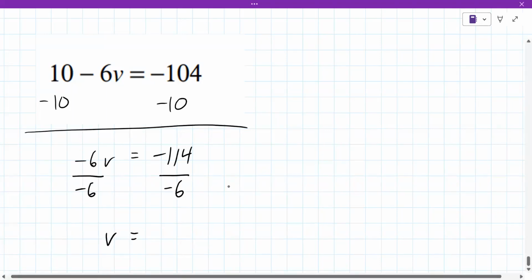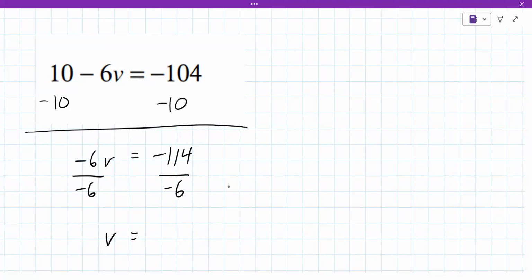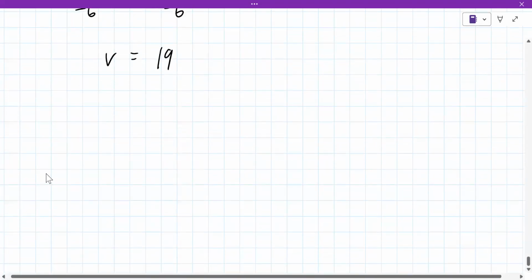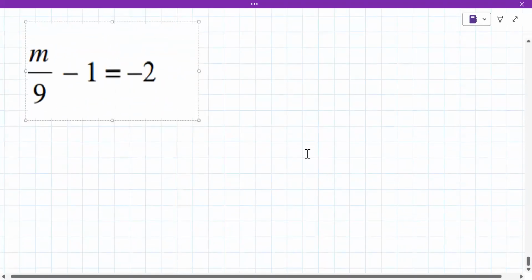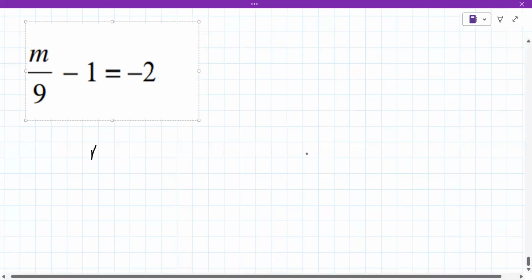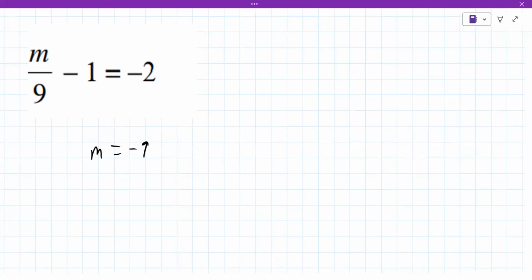Divide both sides by -6. What does V become? -19 or 19? The negatives cancel out. So it is just 19? Just 19. Good. Okay, let's get at least one more here. Here's another one for you to look at. -9? It's -9. Very good.